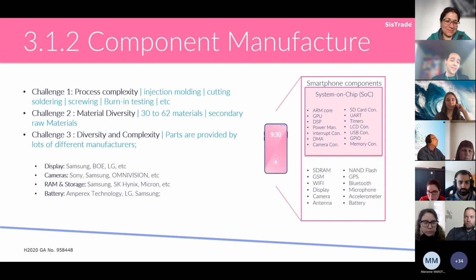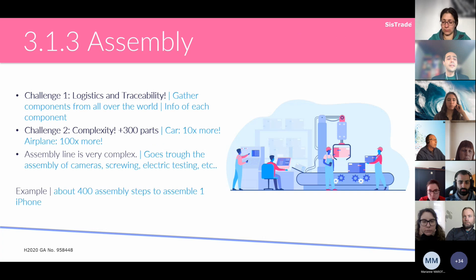Then we have diversity and complexity together. So parts are provided by lots of different manufacturers. We know that the displays come from Samsung, LG, whatever, and we know that there are a bunch of manufacturers involved in these processes. Then the assembly phase.